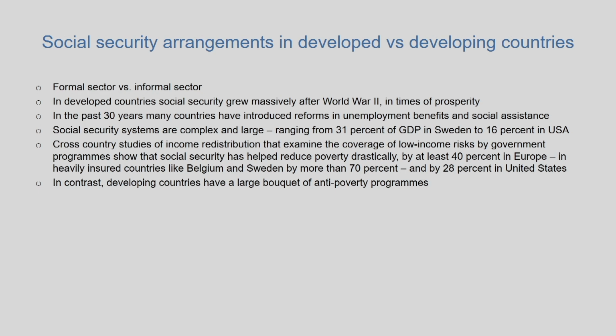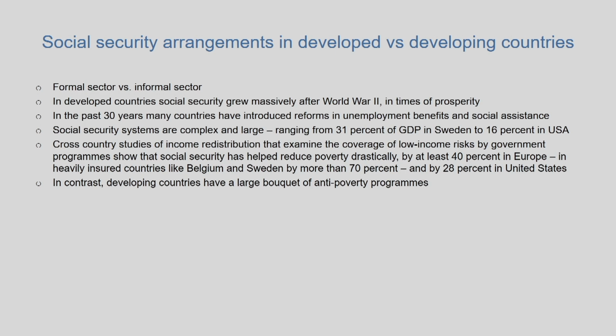However, in contrast, developing countries only have a large bouquet of anti-poverty programs. The formal sector workers have access to social insurance, and the very poor have some access to social assistance and health services, but large population groups are not covered.